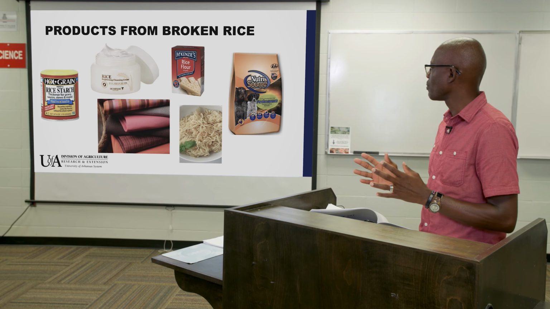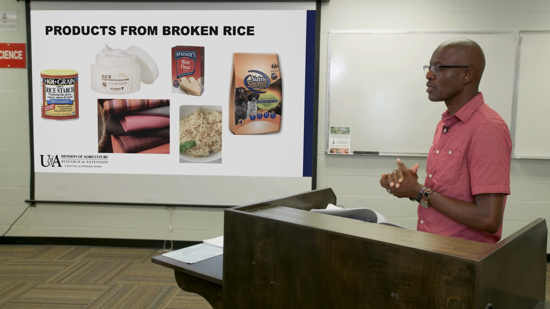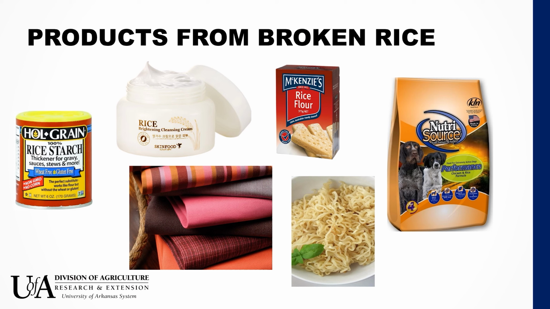Now, there are other products that we can get from broken rice. For example, we can get starch extracted or isolated from that, and that starch can be used as a thickener in gravy production. We also can use that rice starch in the cosmetic industry and in the textile industry. Directly, we can also use that broken rice flour in the rice flour production industry. We can use that also to produce noodles and a myriad of other things, for example, in the pet nutrition world. And so broken rice, the byproduct of the rice milling system, has found various applications as well.